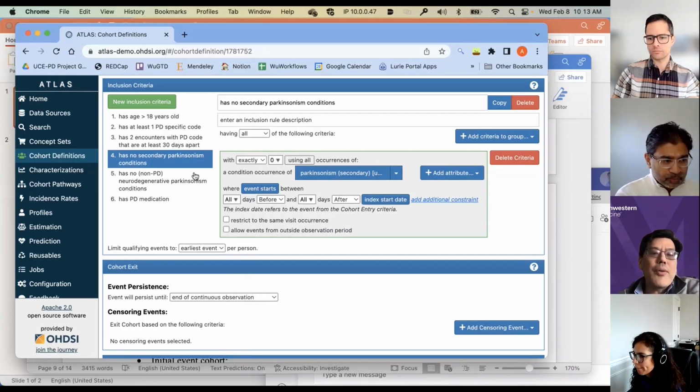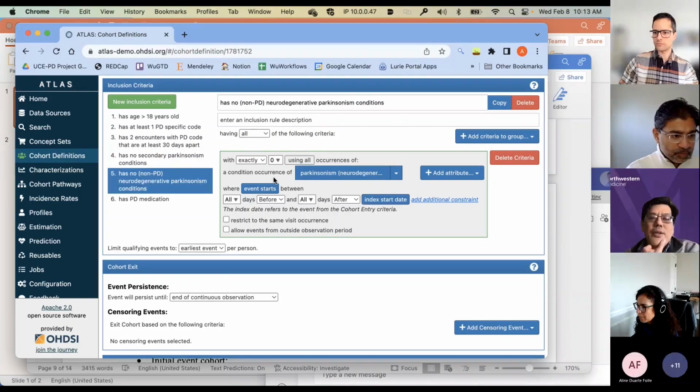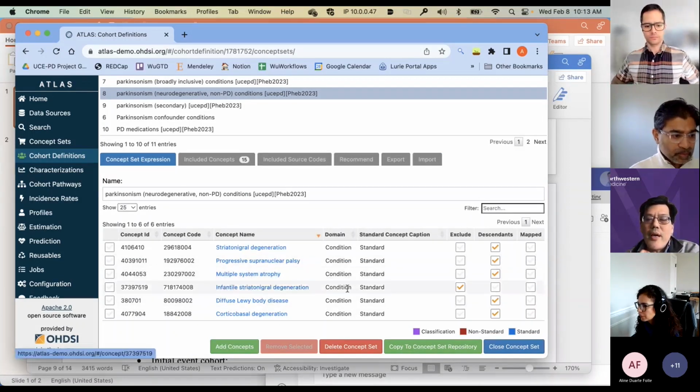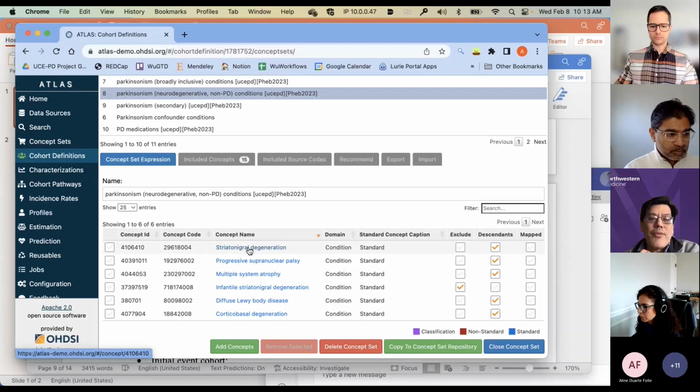Because this particular algorithm will exclude all of these conditions, and these are the non-PD neurodegenerative conditions. Okay, so now you can see. These are very specific neurodegenerative conditions, and I removed the infantile one. That was a child of this one that is the adult neurodegenerative one. So I checked all these. I have to go back here.